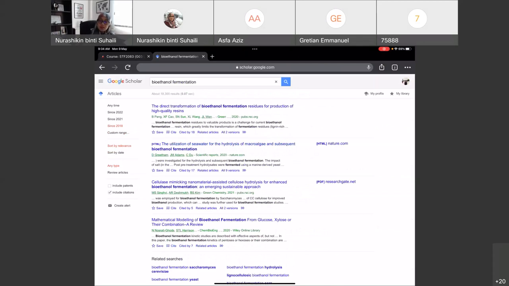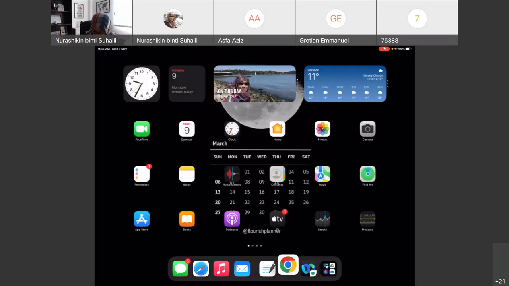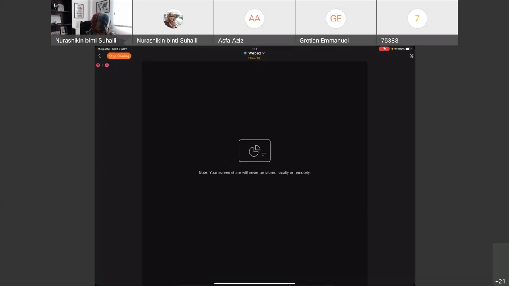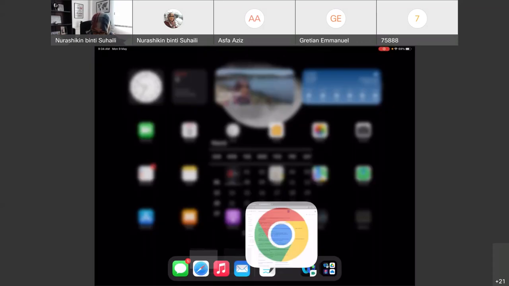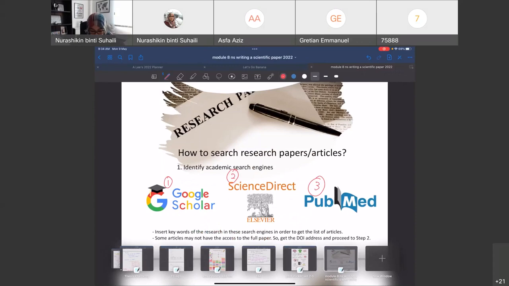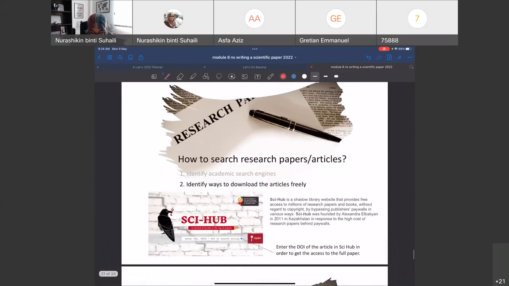Okay, and the same thing goes for Science Direct and others. I just show one. You can actually get free access from the library, from PETARI, UNIMAS library: the access to Science Direct, and the access to other search engines for the articles. Okay, so that's Google Scholar, and you can expect the same thing for other search engines. So that is academic search engine.